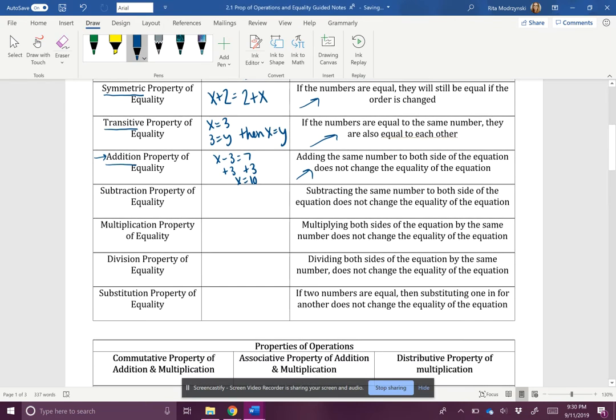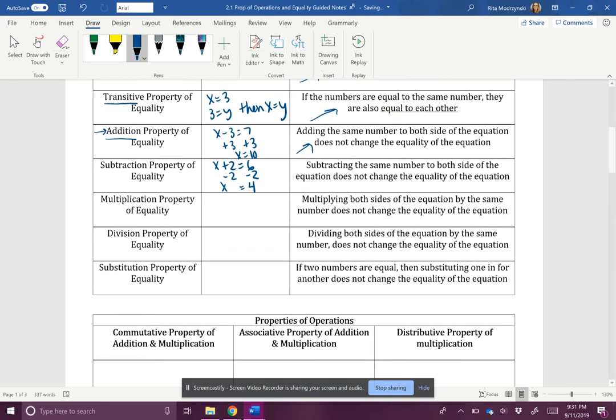Subtraction property of equality, very similar. So here, if we had x plus 2 equals 6, if we subtract the same amount on both sides, we would get x equals 4. The equations x equals 4 and x plus 2 equals 6 are the same. They're equivalent to one another. All we did was subtract the 2 from both sides, and the reason why we're able to do that is the subtraction property of equality.